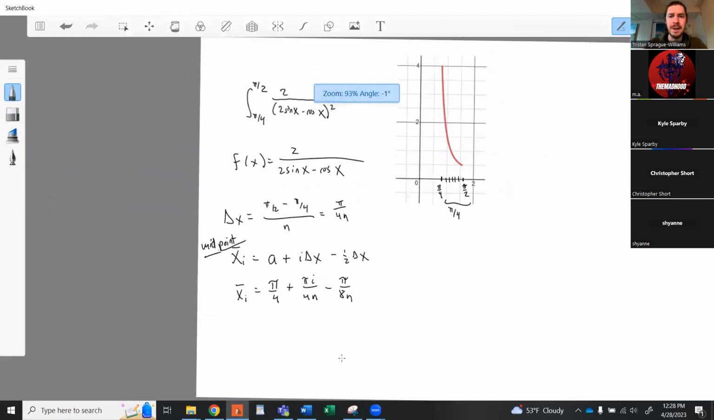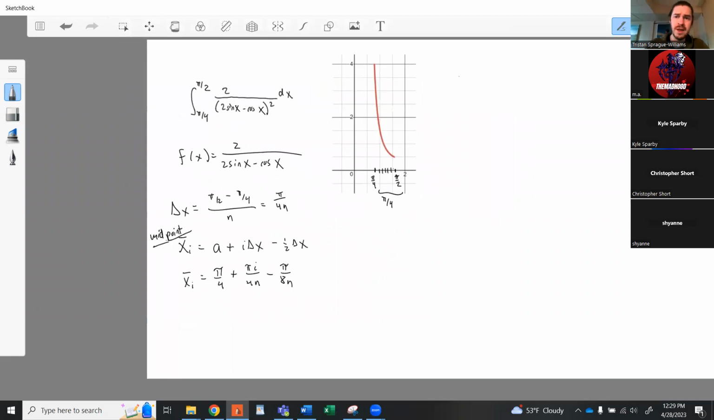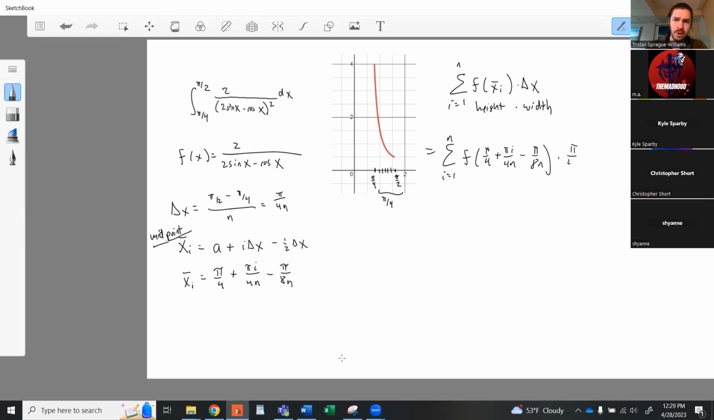All right, so now to set up the Riemann sum, we just say, hey, we have to add up from i equals 1 to n the function evaluated at the midpoint of the ith interval times delta x. This is the height of the rectangle times the width of the rectangle, just like that. Pretty easy to do. We'll do f of pi over 4 plus pi i over 4n minus pi over 8n, and then times the pi over 4n.